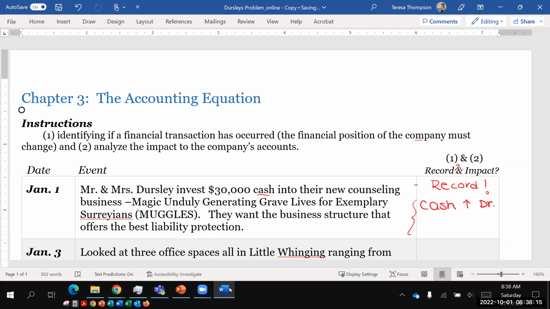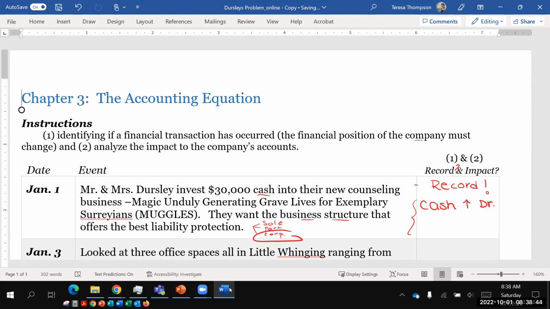Now, here they give us a little bit of a clue. They want the business structure that offers the best liability protection. So think back to chapter 2 when we talked about the different structures, the sole proprietorship, the partnership, and the corporation. And again, these are the only forms that we're covering in this class. So I know there are other forms, LLPs, LLCs. That's beyond us in this intro class. So the one that offers the best liability protection for owners is the corporation.